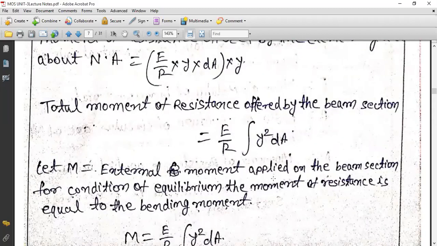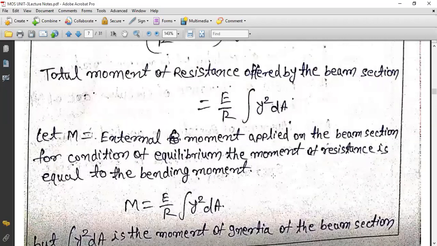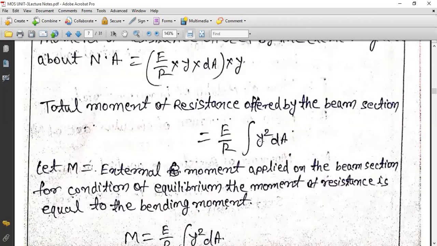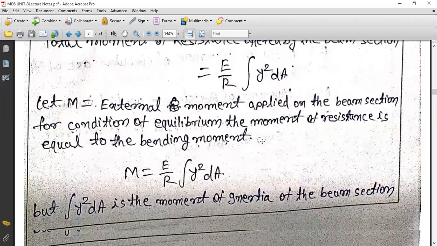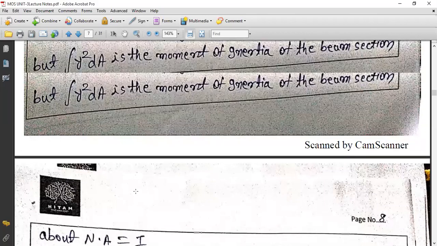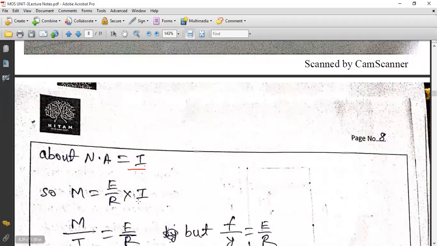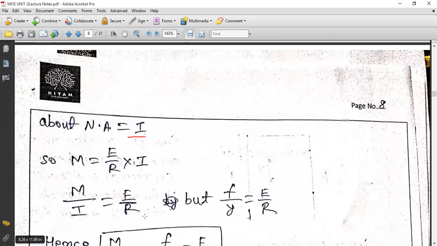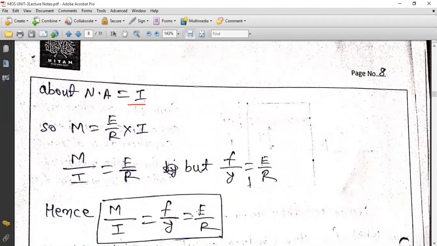Then Y square dA is what? Y square dA is the moment of inertia of the beam section, and that is equal to I. Just see this, the moment of inertia of the beam section about the neutral axis, that is I, and M is equal to E upon R into I. So M upon I is equal to E upon R, and here F upon Y is equal to E upon R.